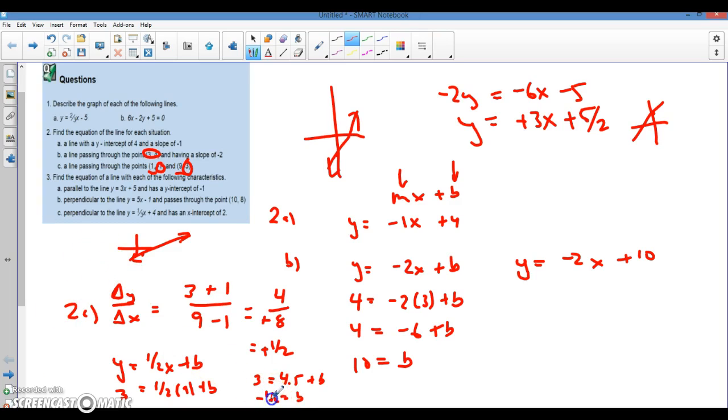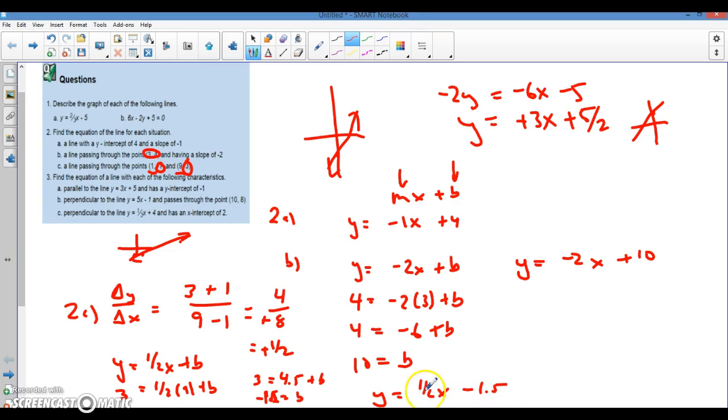Sorry, 1.5, okay, -1.5. So now I'm just going to rewrite this here. So that's y is equal to mx plus b. My m I figured out was 1/2, x plus b is -1/2.